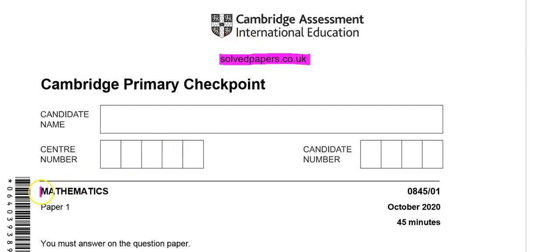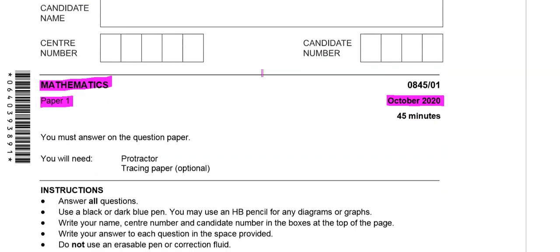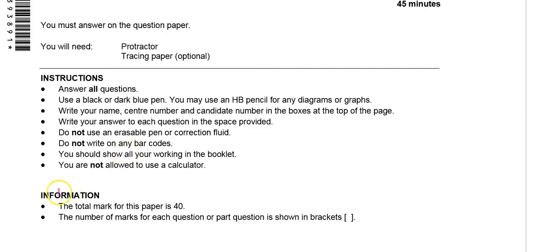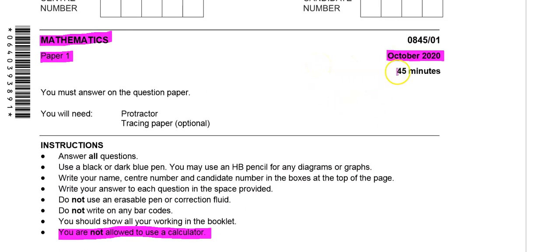In this video, I'm solving Mathematics Paper 1, October 2020. This is Cambridge Primary Checkpoint. In this paper, you are not allowed to use a calculator, so all your calculations should be done using long division, long multiplication, and long addition or subtraction. The paper is 40 marks. You're required to spend 45 minutes on this paper. Let's get started.